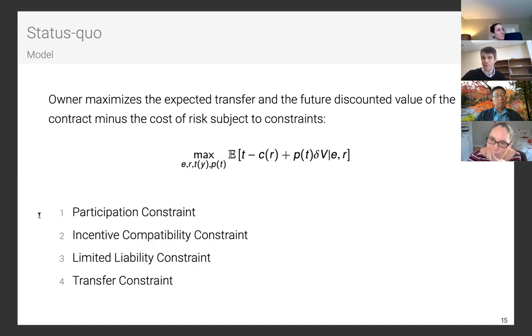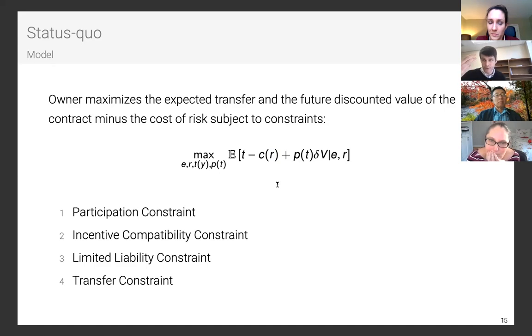Okay, so how do we go about solving this? We set this up, as standard in the literature, as an owner maximization problem, where the owner is trying to maximize the expected transfers that the driver makes to them at the end of the day and the future discounted value of the relationship moving forward, while at the same time trying to minimize the repair costs that they have to pay, which is a function C of the risk choice that the agent makes, little r. So this is their objective function, but it's subject to four key constraints.